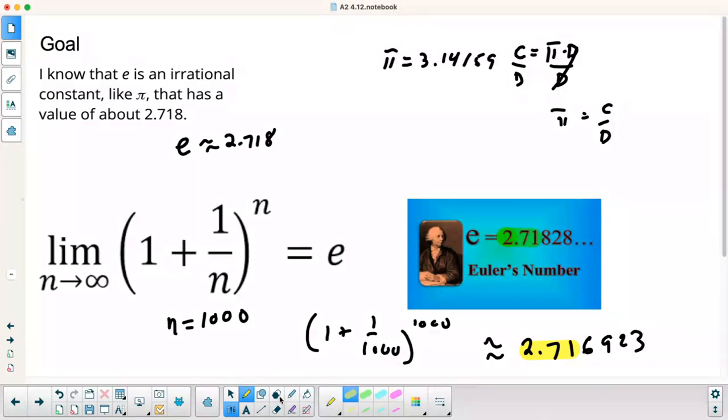Maybe instead of 1,000, I add a 0 on here and make it 10,000. Your value is going to keep getting closer and closer to that 2.718, which is what e is. So that's where e comes from. We're going to play around with that a little bit today.